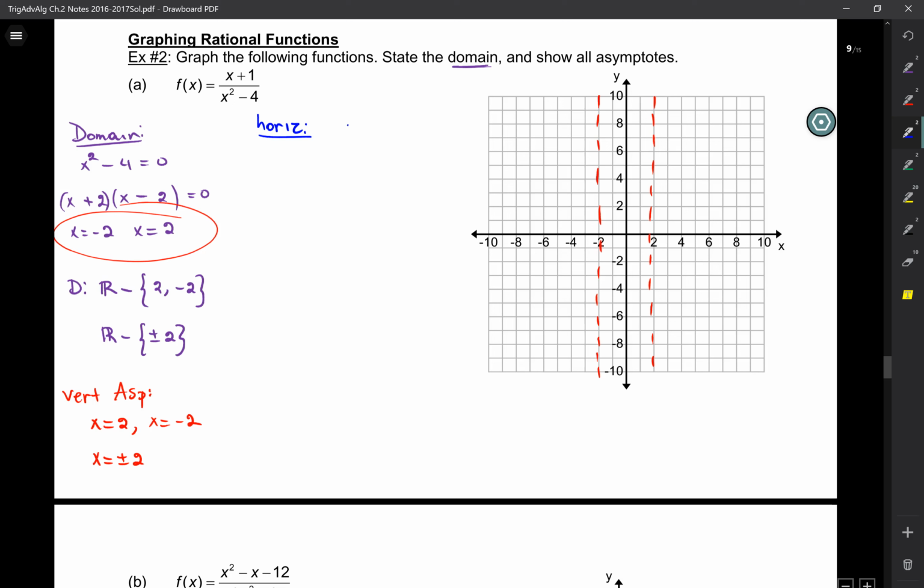Right, x over x squared, and that gives you 1 over x. So what's the horizontal asymptote? Y equals 0, because we ended with an x in the denominator. Okay? Okay. Well, almost. Now we're going to graph this. Let's pick a few points.